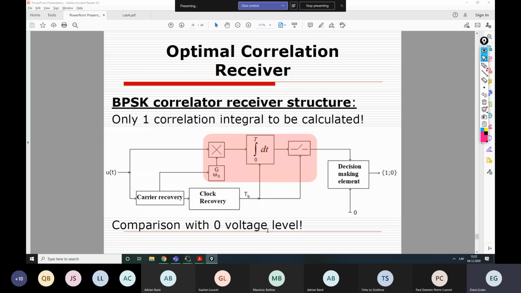For phase shift keying, we again need only one correlation integral, and we change the threshold to 0. If you remember, in your practical exercise we also used different thresholds, right? So this is the same idea. And actually, this is exactly the same as for the amplitude shift keying receiver, right? With the only exception that here there is a different threshold. So nothing else changed in here.